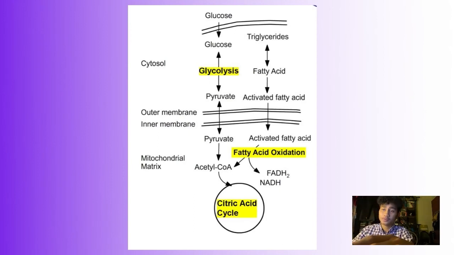Thank you, Irfan. So we go to my slide. You can see the process. Triglycerides are broken down into fatty acids, then fatty acids turn into activated fatty acids. Activated fatty acid will go through fatty acid oxidation, where it will be broken down to acetyl CoA, and the fatty acid oxidation will also give one molecule of FADH2 and one molecule of NADH. You can see acetyl CoA goes to the citric acid cycle.